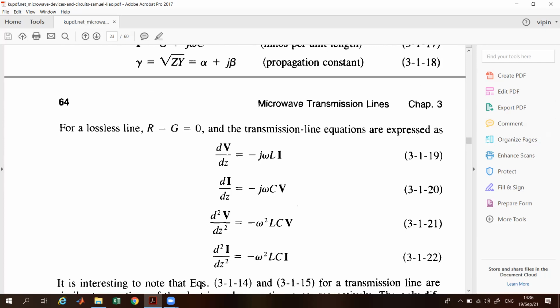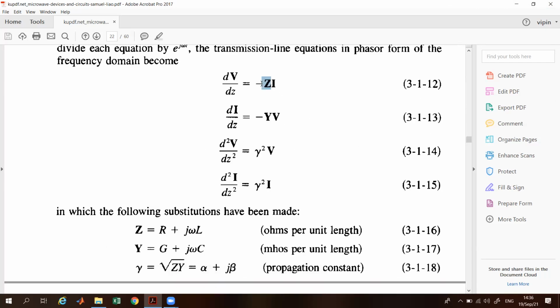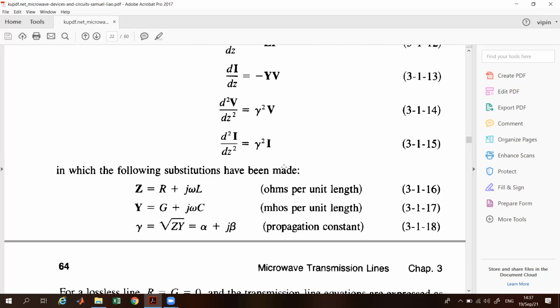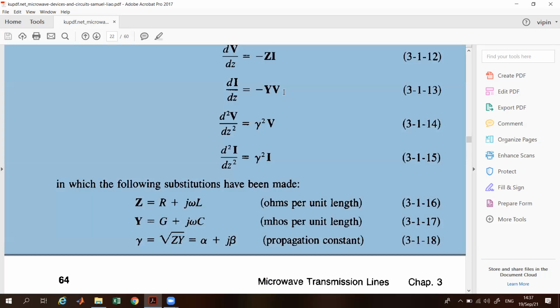Now for a lossless line, remember, it means that your resistance is equal to 0. Resistance is basically the reason for losses in the transmission line. So Z is R + jωL, and R will be 0. So we can say dV/dz = -jωL I. Y, G is 0, so dI/dz = -jωC V.